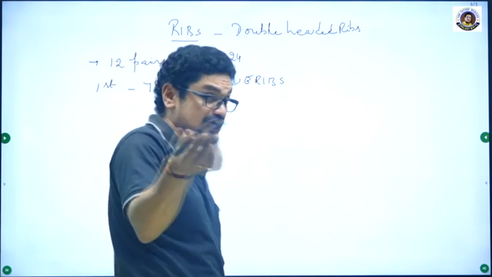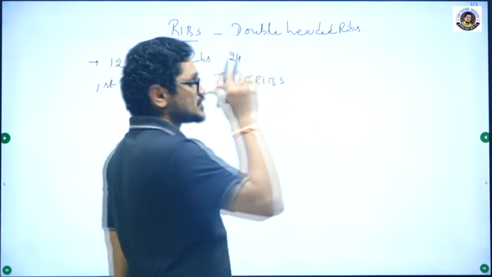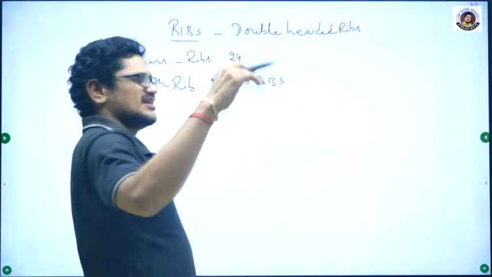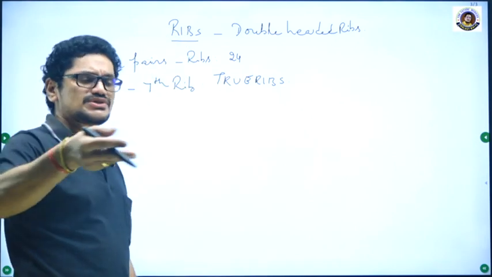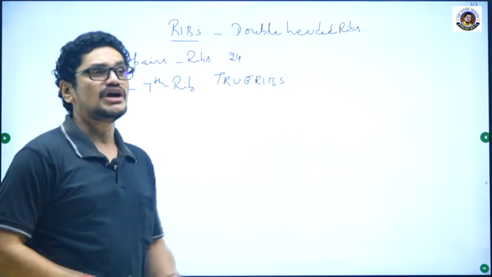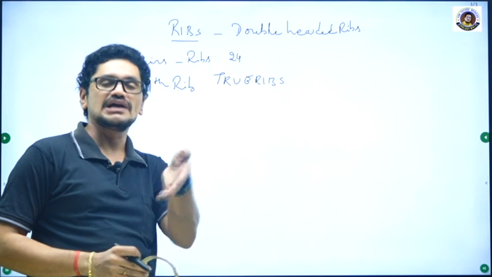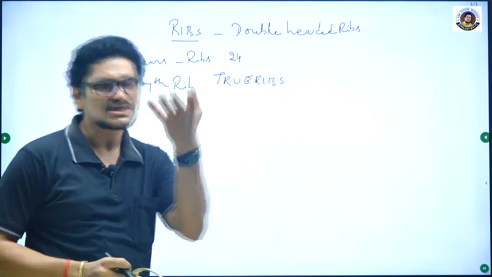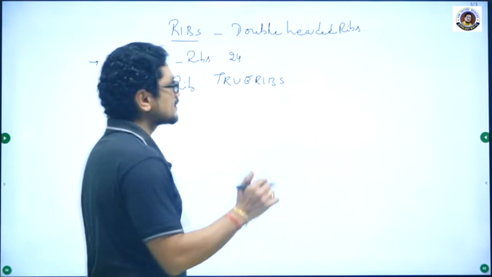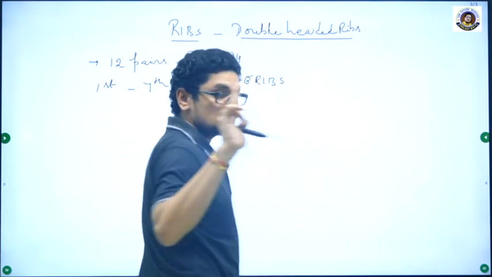Another assertion reason you can frame: in human beings, double-headed ribs are present. See, you can frame so many questions. We can frame a statement model question also. You can frame a simple objective also. In human beings, the type of ribs, single-headed, double-headed, like that, simple questions also we can frame. Double-headed ribs means two heads are present.